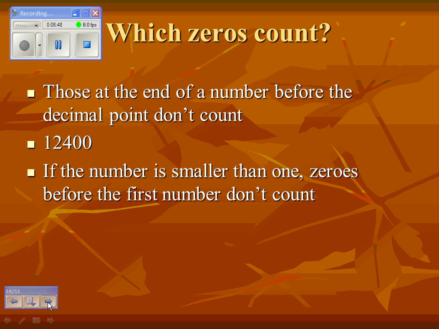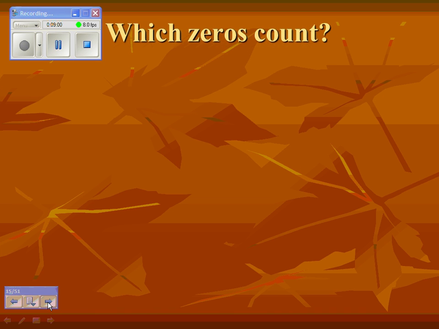Any 0 that comes before the non-zero digits in a number, so it's smaller than 1, is not going to be significant. It's just simply holding a place. So if I look at our example, 0.045, none of those zeros are going to count because it's just telling us how far we had to get down until we actually were able to start using our measurement.